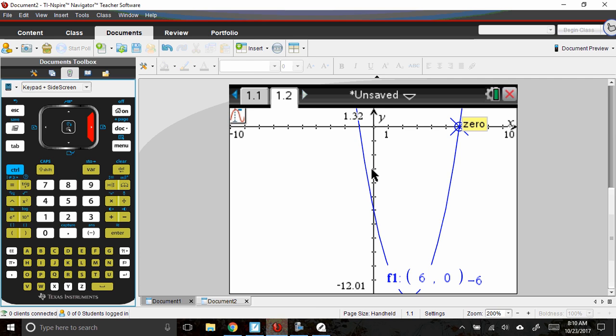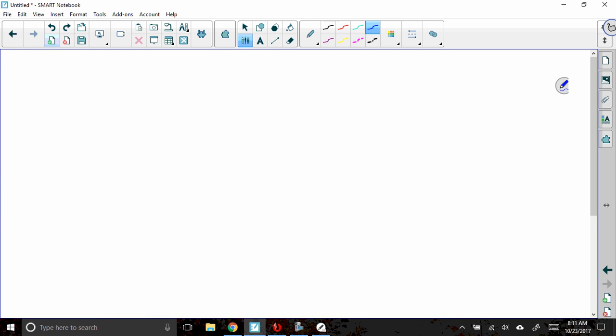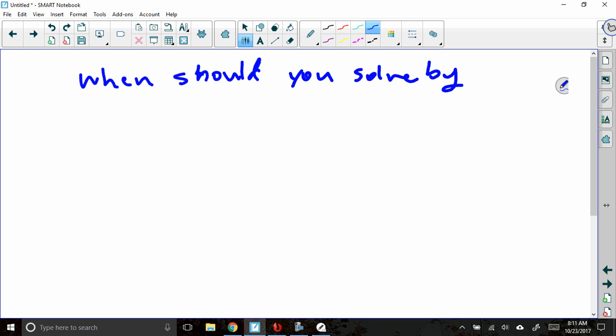Okay. So here's an interesting question. When should you solve by factoring? In other words, when should you use this technique of solving an equation by factoring? This kind of reminds me of the proposition, who was buried in Grant's tomb? You ever hear somebody ask that question? Who was buried in Grant's tomb?